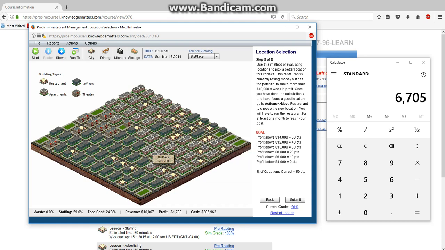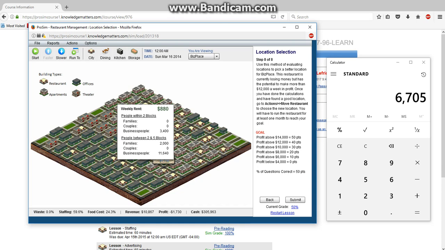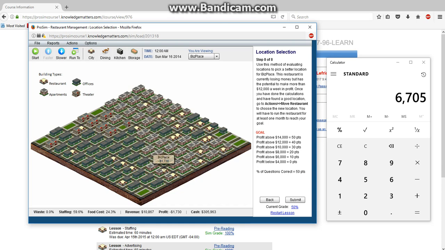So basically the problem with this location is we are targeting business people, but there are not a lot of business people here. There are only a few offices, so we have to move to the other side of town. For the sake of this video, I only have like 2 minutes left, so I'm gonna jump. I'm gonna select this location right here for our business.